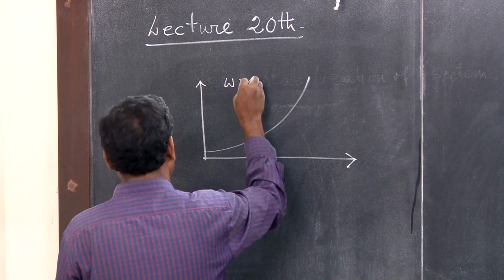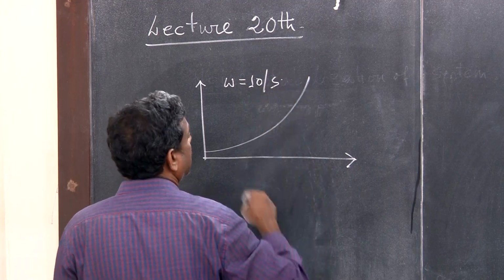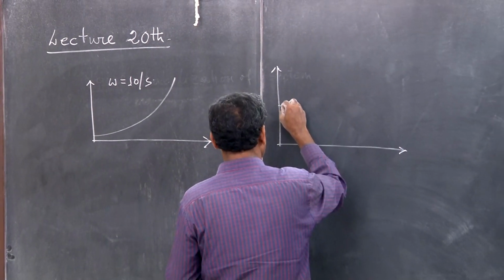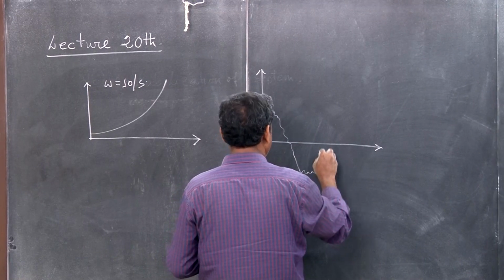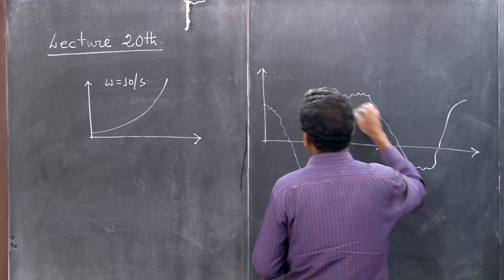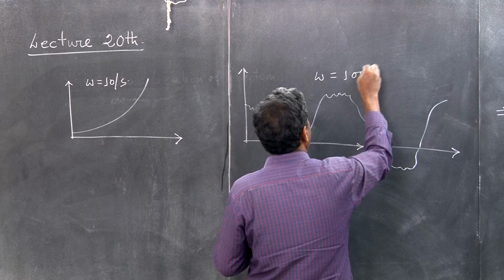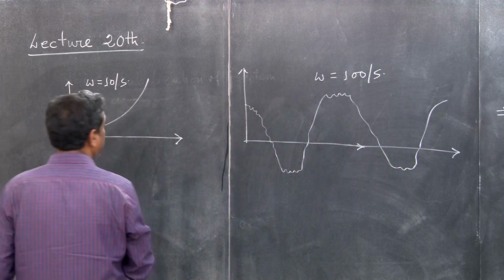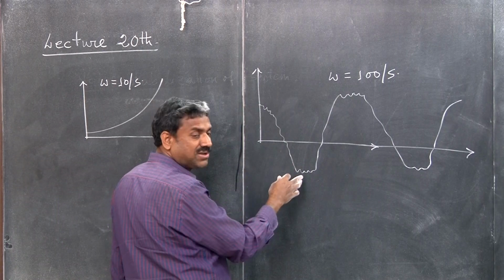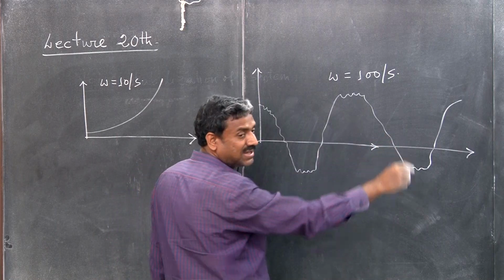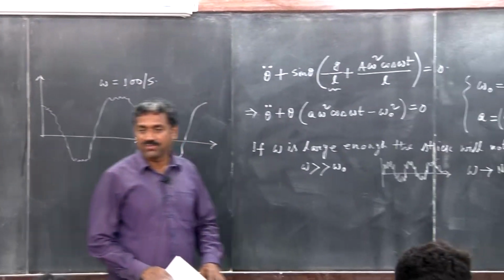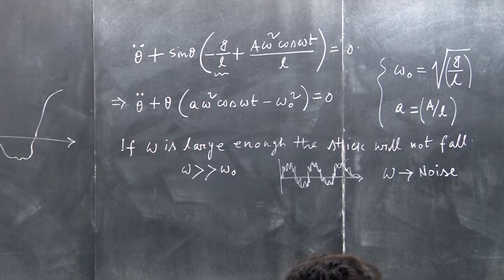This is for omega equal to 10 per second, and this one for the other case is omega equal to 100 per second. You see the difference. In one case it is diverging, but in the other case, whenever it is trying to diverge, the noise is stabilizing it. It is compatible with the fact that if omega is very large, then the stick will not fall. So we can do a little analysis and see.